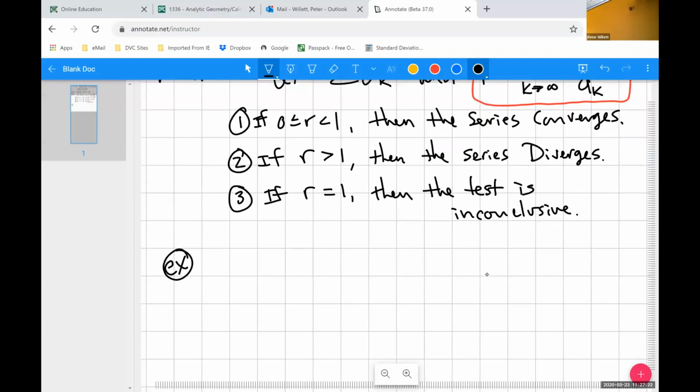Let's just look at the first one. So there's example 1A on page 641.